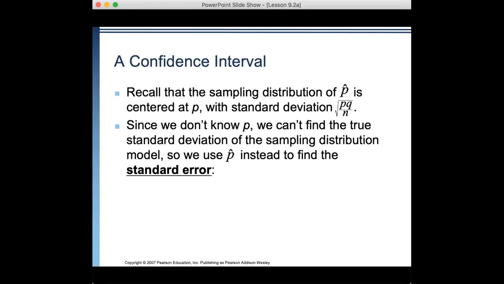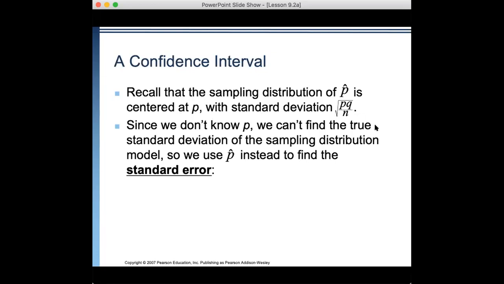Now, the thing with confidence intervals, and this is the big difference between chapter 8 and chapter 9, is that we no longer know what the population proportion is. It will not be given to us. We don't know what p is anymore.